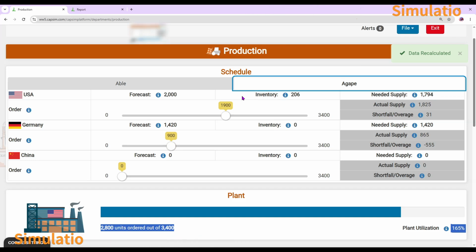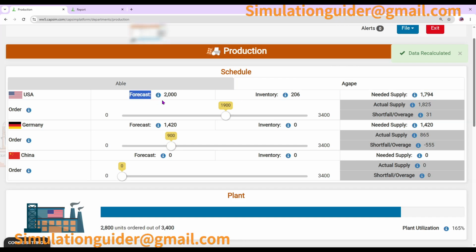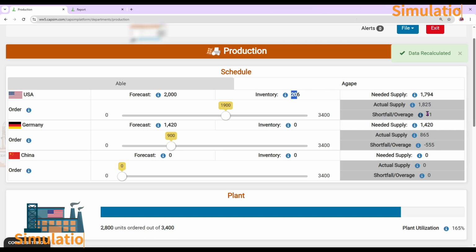Next on is the USA market, our forecast is 2000. We have an inventory of 206. So that simply means that we shall just maintain 1900. We'll be having an average of 31.